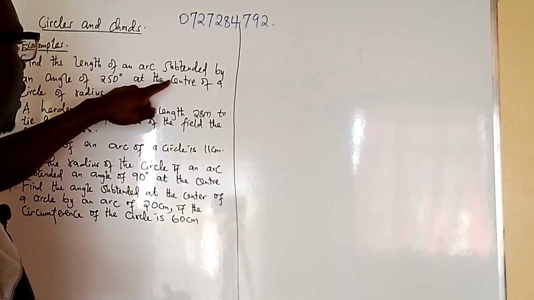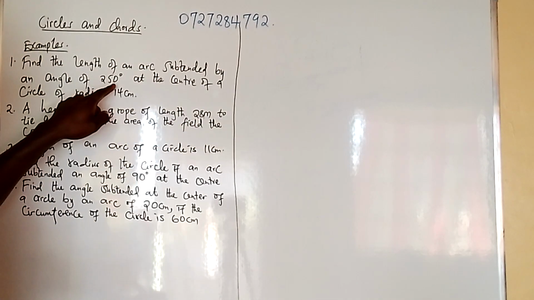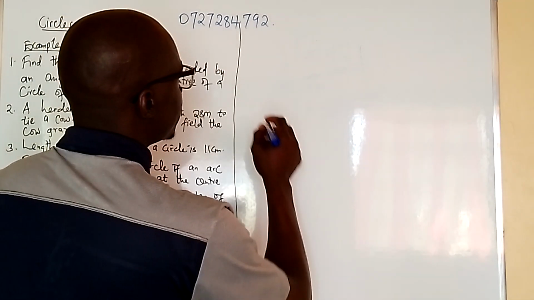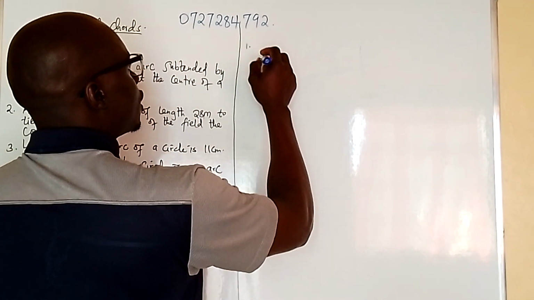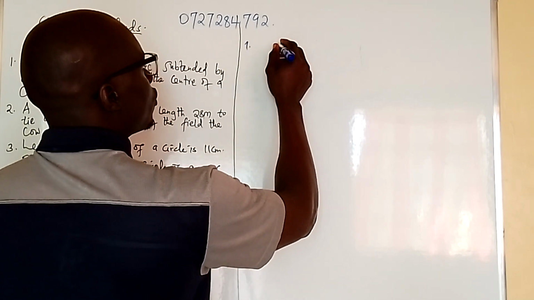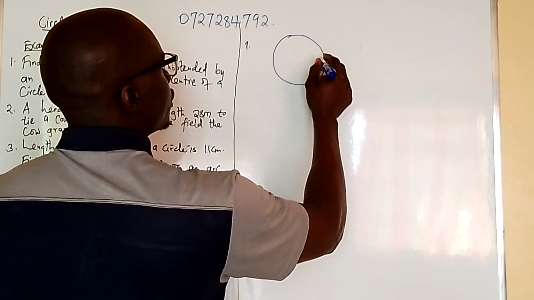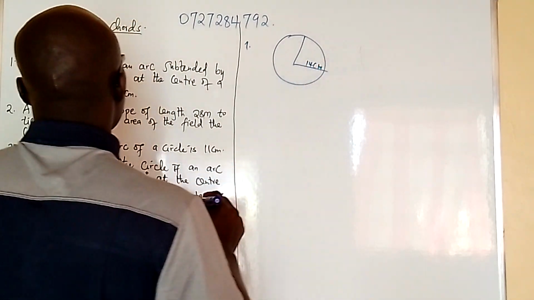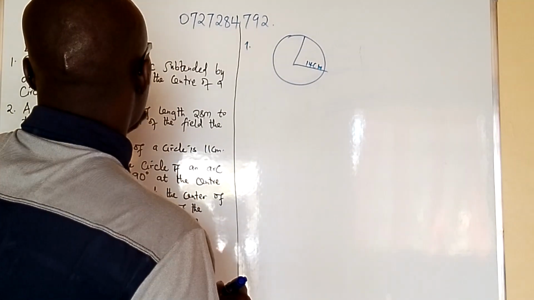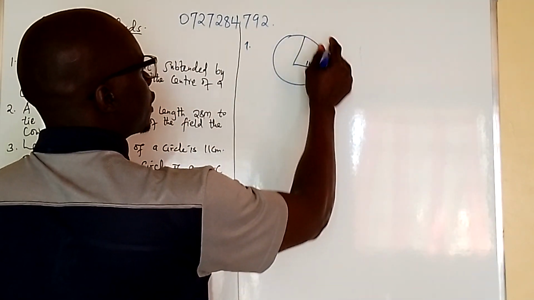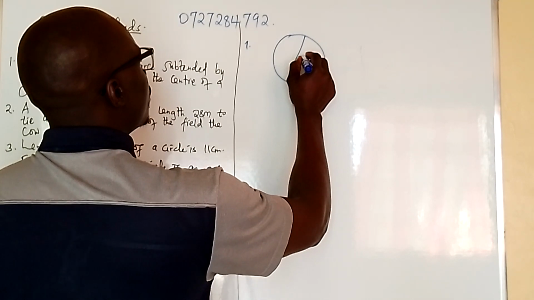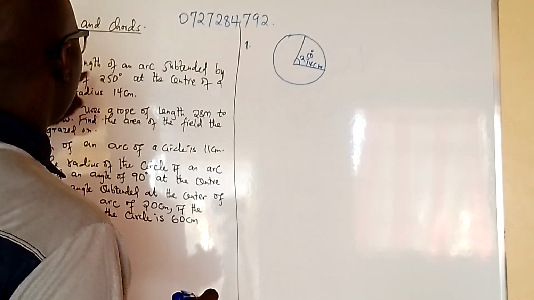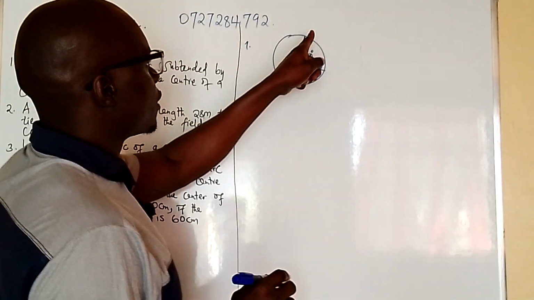Find the length of an arc subtended by an angle of 250 degrees at the center of a circle of radius 14 centimeters. So let us just have a sketch of our circle. It has got a radius of 14 centimeters, and the chord subtends an angle of 250 degrees. So the question wants us to find the length of this arc.